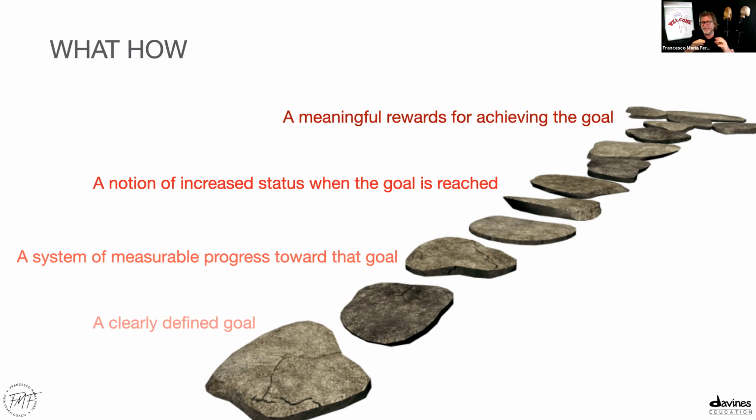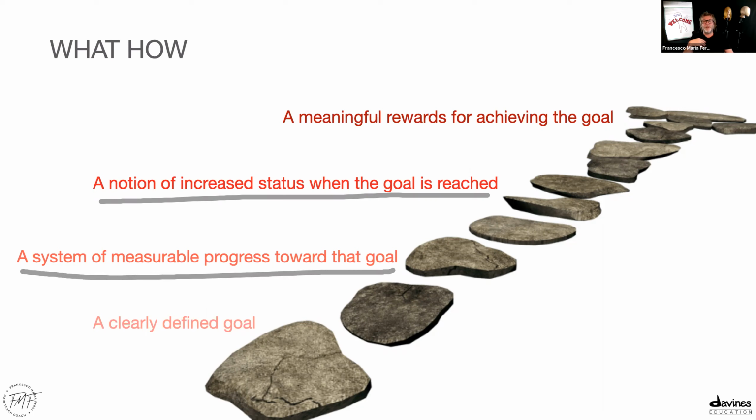These people really need a clearly defined goal. We cannot pretend that they are setting goals by themselves. Help them to get defined goals. Put in place a measurable system, which is what we really need. Sorry, this is the previous one, this one. This is what we absolutely need.